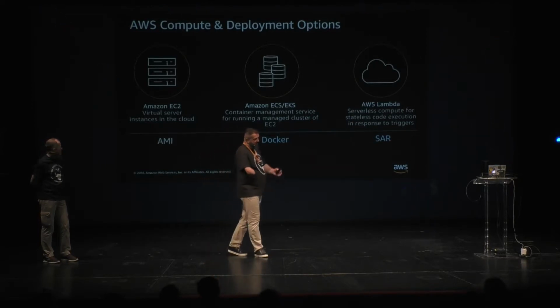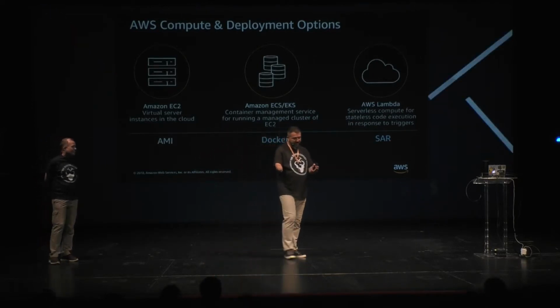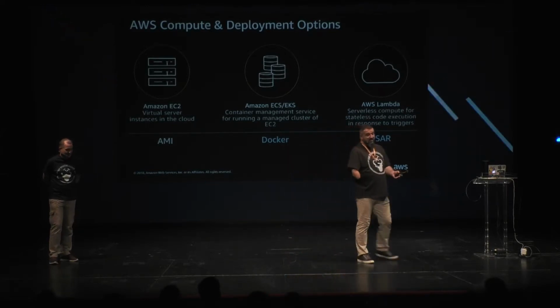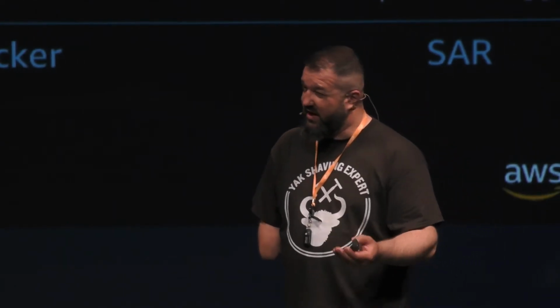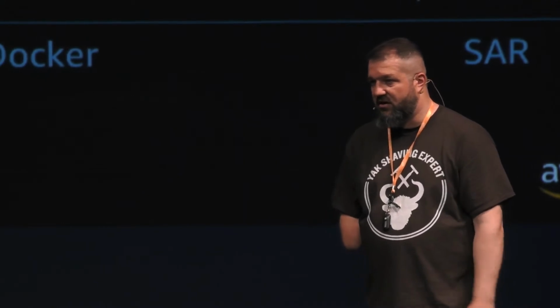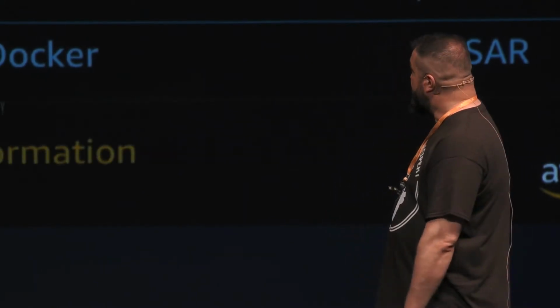You basically take your piece of JavaScript code, .NET code, Java code, you put it in, and you only pay when it gets invoked. The way it gets invoked is it actually runs inside of the ECS, inside of the Docker container.